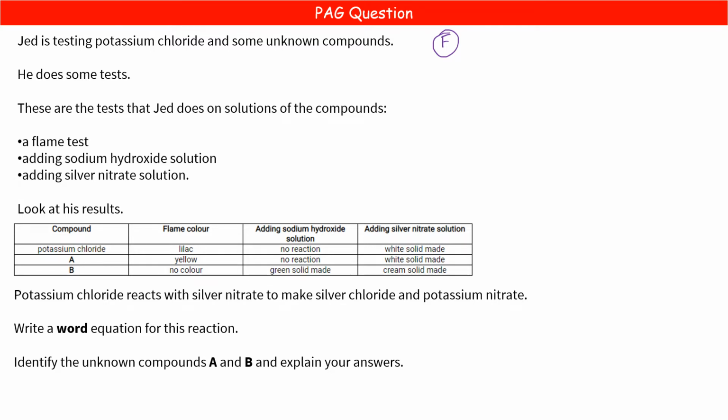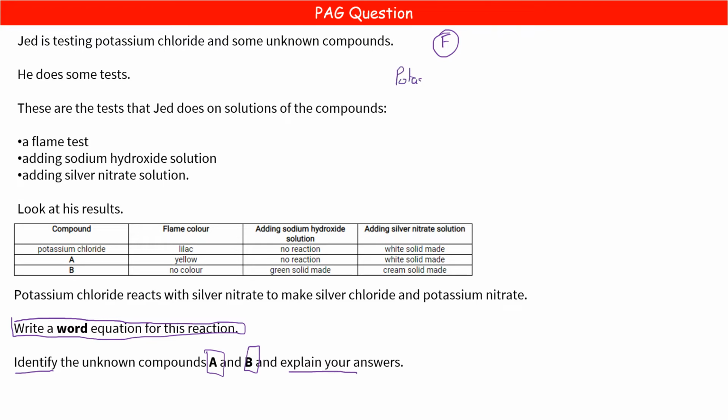First thing when it comes to this 6-marker is we need to make sure we do all the parts of the question. We've got to write a word equation for the reaction they've outlined. We need to identify A and B and explain the answer there. So we need to do all those little parts to get the maximum 6 marks. I'd suggest starting with the word equation, because it's using this little bit here. It tells us potassium chloride reacts with silver nitrate. So for a word equation, remember, we are writing the words. I'm going to try and squeeze this in alongside.